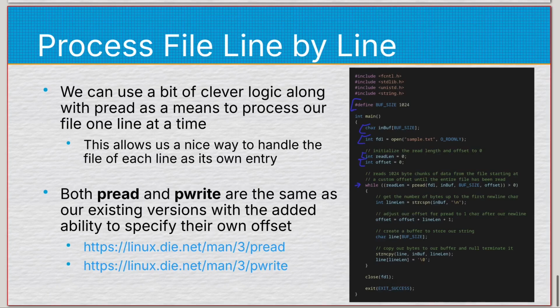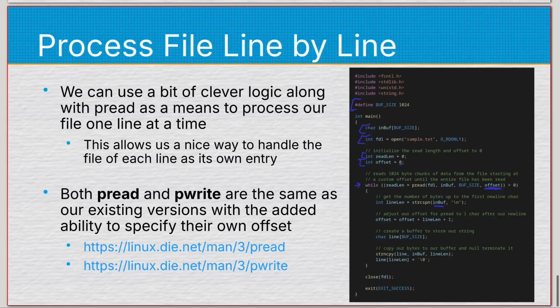So read length equals pread instead of just basic read: file descriptor 1, the sample.txt from earlier, an input buffer that we already have, and the buff size that we're used to, and this time a fourth parameter, the offset, which we already have as 0 right here. And again, it is greater than end of file. So we get the number of bytes up to the first newline character.